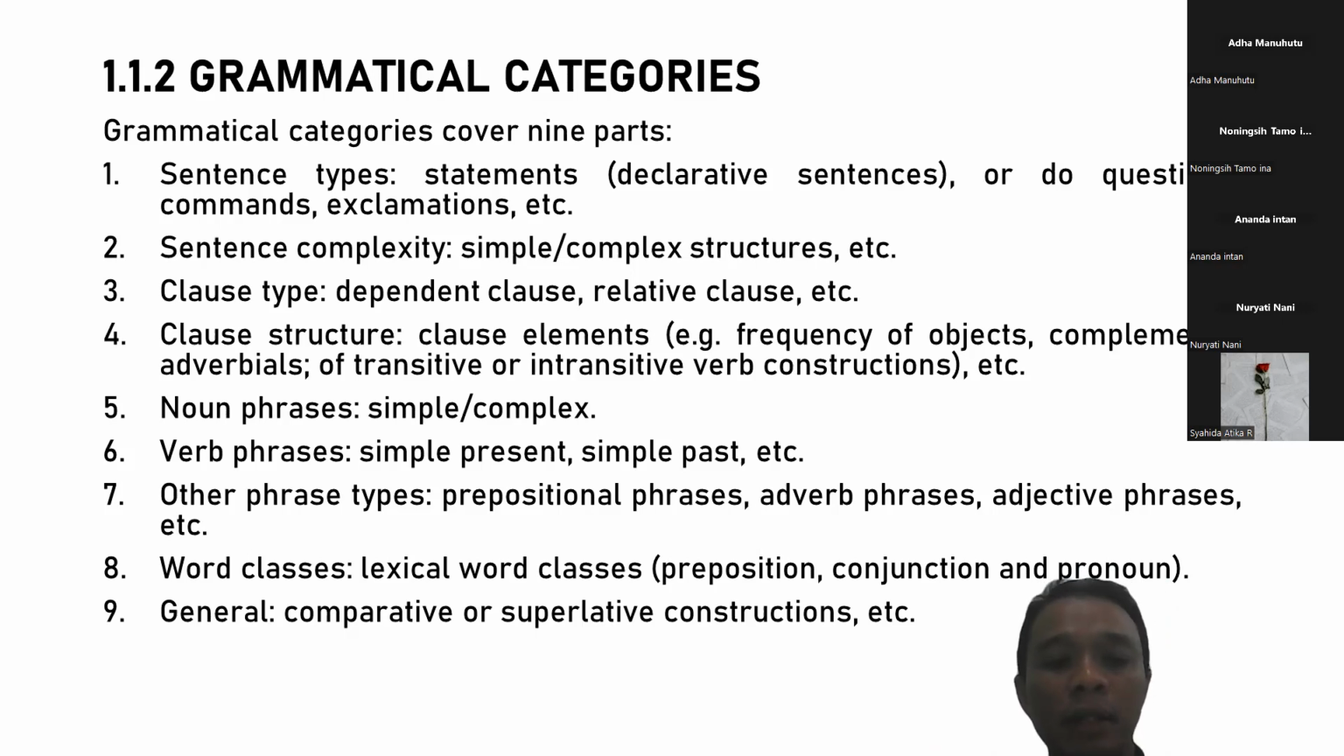And the 9th one or the last one, general. It includes comparative or superlative construction. Comparative, maybe it's related to comparative adjective, or superlative construction are related to superlative adjectives. So please check your grammar book to find out the examples, all of them in grammatical categories, before understanding or improving your knowledge in English prose.